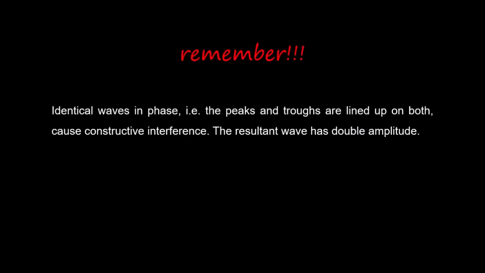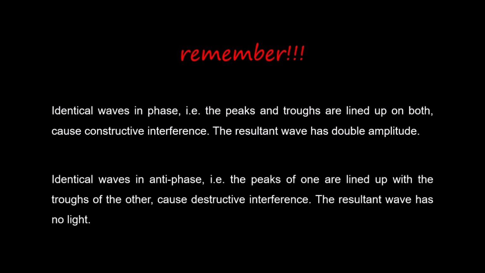Identical waves in phase, that is to say, the peaks and troughs are lined up on both, cause constructive interference. The resultant wave has double amplitude. Identical waves in antiphase, that is to say, the peaks of one are lined up with the troughs of the other, cause destructive interference. The resultant wave has no light.